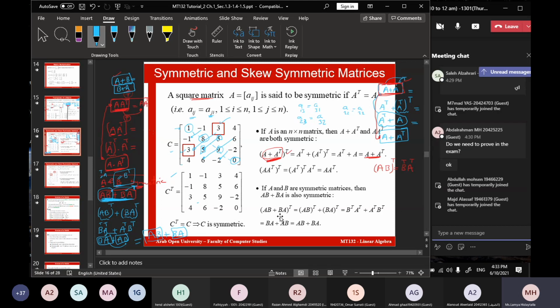طيب. يبقى we proved that the new one is a symmetric matrix. So we got the transpose of this matrix and we found that it is equal to this. Clear?